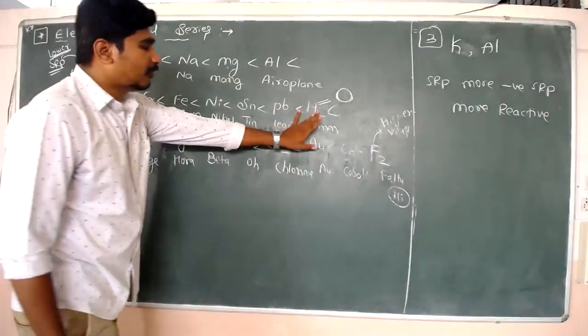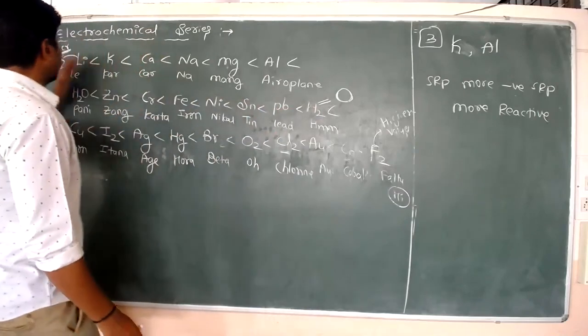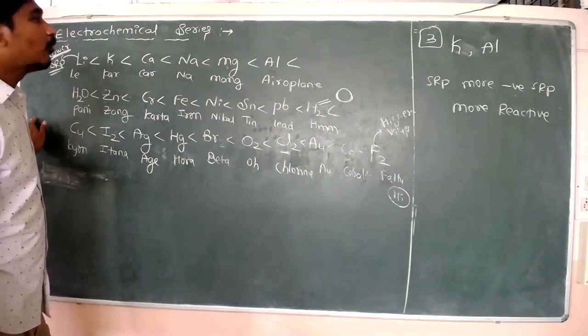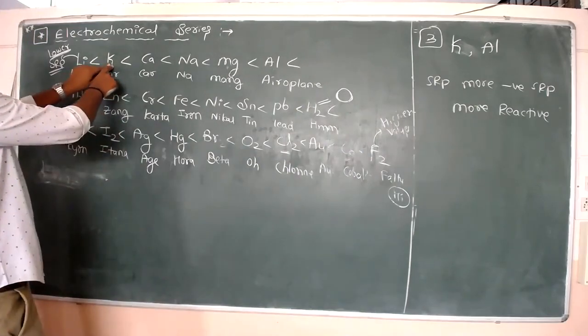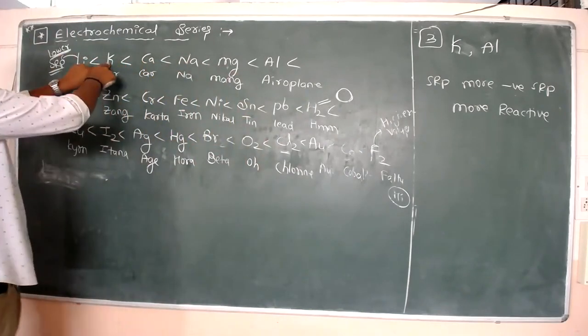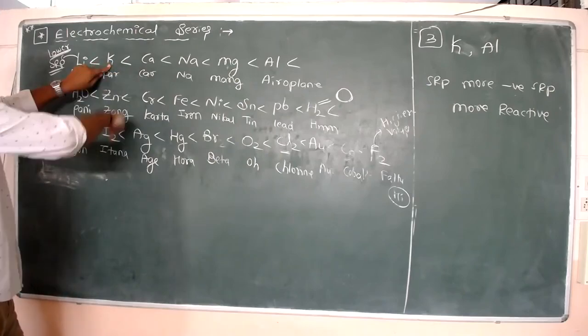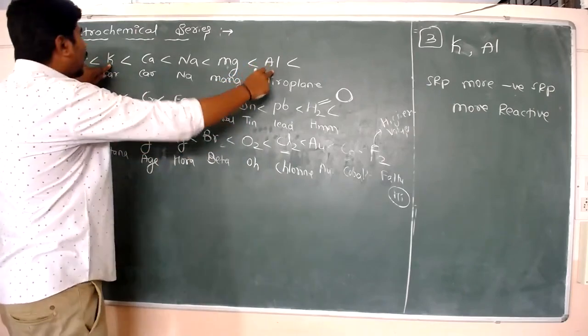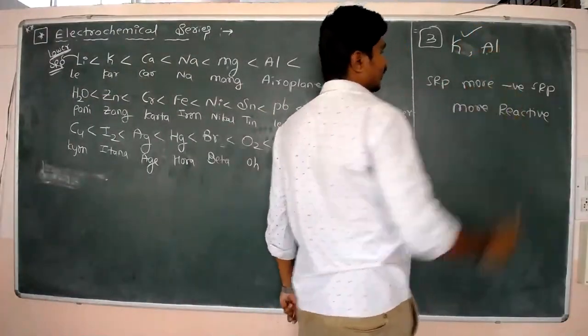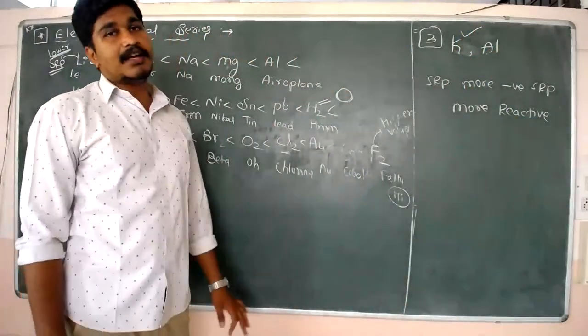Now here, from hydrogen before, all are negative only. But which is most negative, or more negative? This one. Potassium is more negative because the SRP is slowly increasing. Therefore, this one is more negative compared to aluminum. So I can say that potassium is more reactive than aluminum.